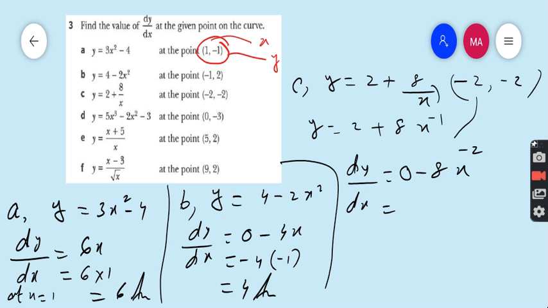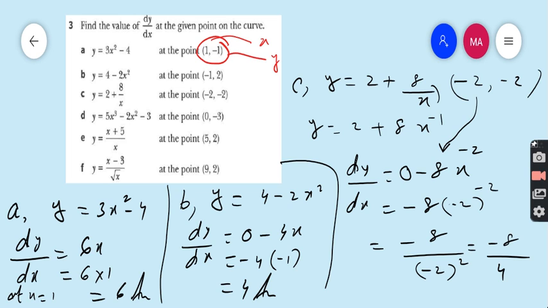And now put the first value, that is the value of x, in the answer: −8 times x is −2 to the power −2. Power minus 2 becomes power plus 2 after moving to the denominator. (−2)² is plus 4, so −8/4. So −2 is the answer of part C. Hope you understand. Move to part D.